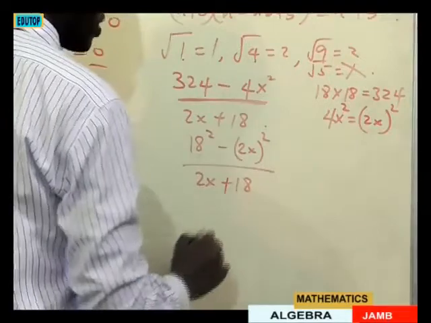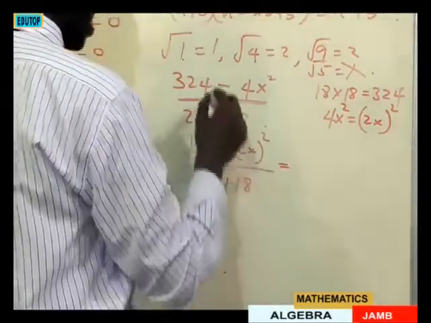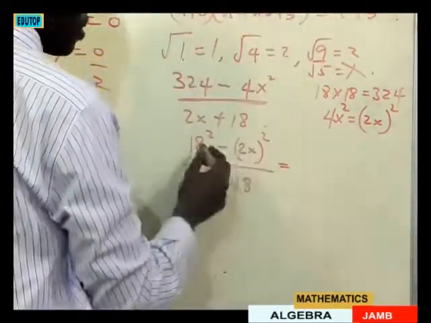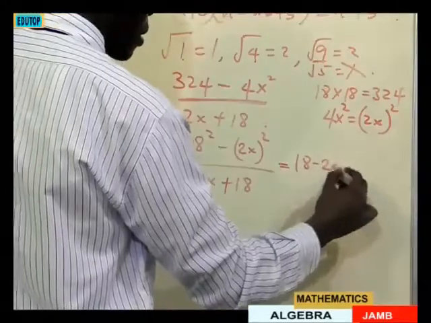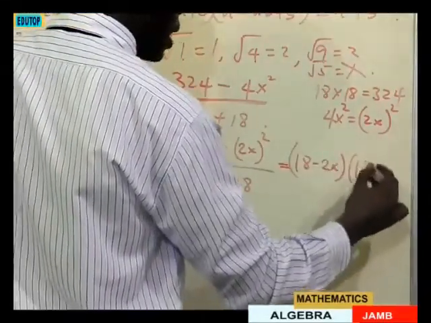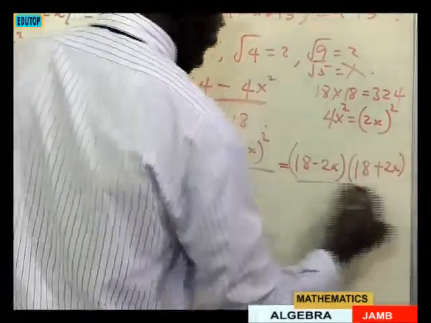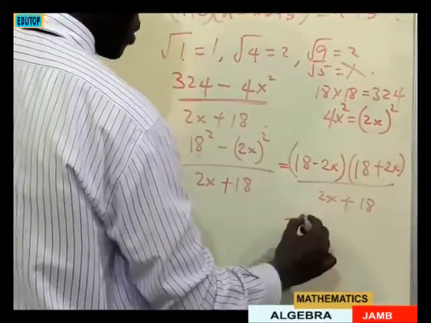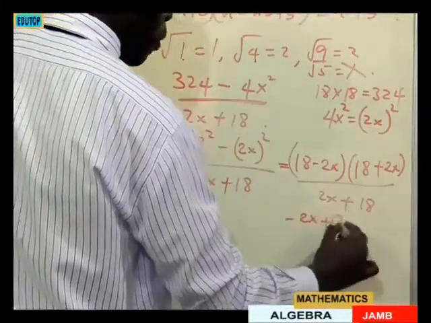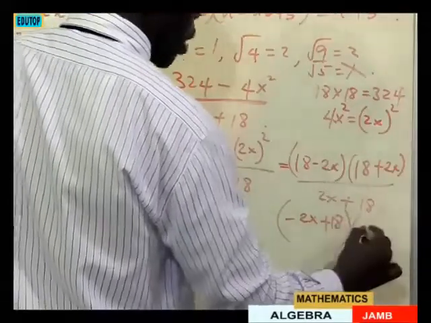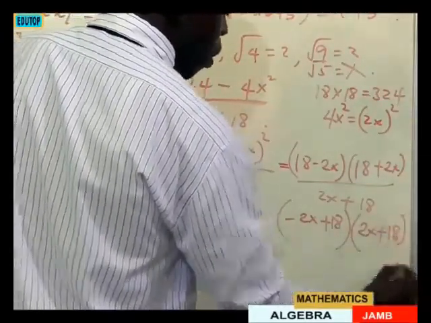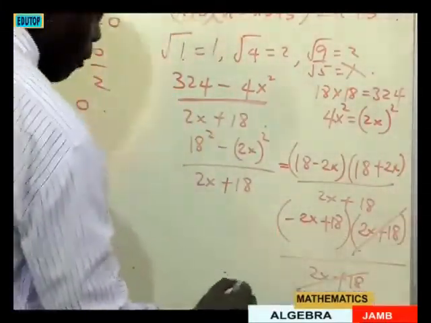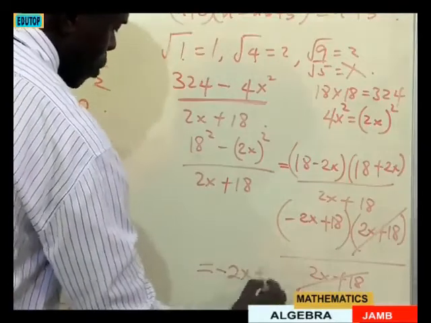So what it means is that we come here and say, according to what that principle is stating, you subtract them, then you add them up. Subtract them, that's 18 minus 2x. Then you add them up, 18 plus 2x over 2x plus 18. So I can restructure this one to look like this. I can have minus 2x plus 18 for this one. Take note, then this one can also be 2x plus 18 over 2x plus 18. So this one can cancel this one. Then I have minus 2x plus 18.